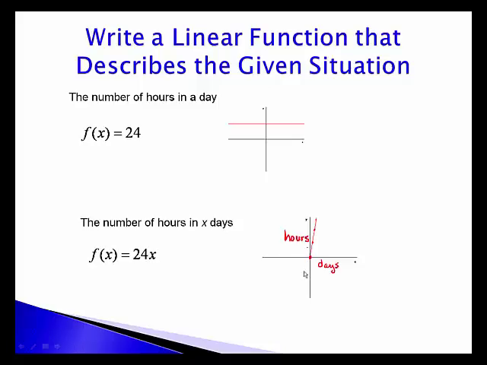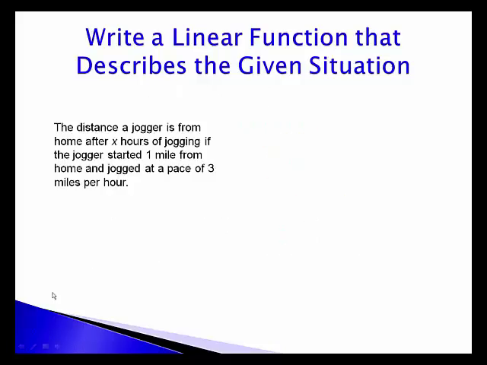Let's look at another one. This time we're going to be looking at the distance a jogger is from home after X hours of jogging. If the jogger started 1 mile from home and jogged at a pace of 3 miles per hour. Let's see if we can do some reasoning on this before we start trying to write an equation.